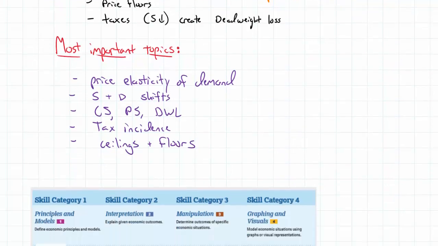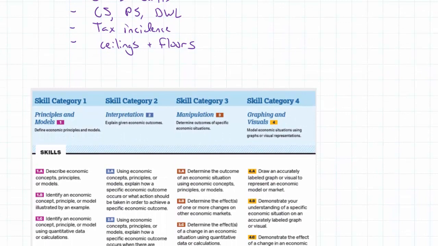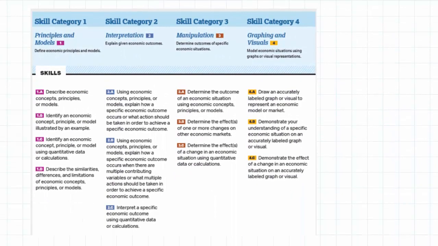And one of the things that we haven't really covered too much is just some of the things that the AP folks are going to expect of you this year. And so what they've given me as a teacher is a list of these 4 main categories. And I just wanted to take a minute to talk about these. The first one, principles and models, is really where you just need to identify the information. The second one, interpretation, is going to be when you're given the outcome and you might need to explain how that outcome happened, where you're looking to find the cause.